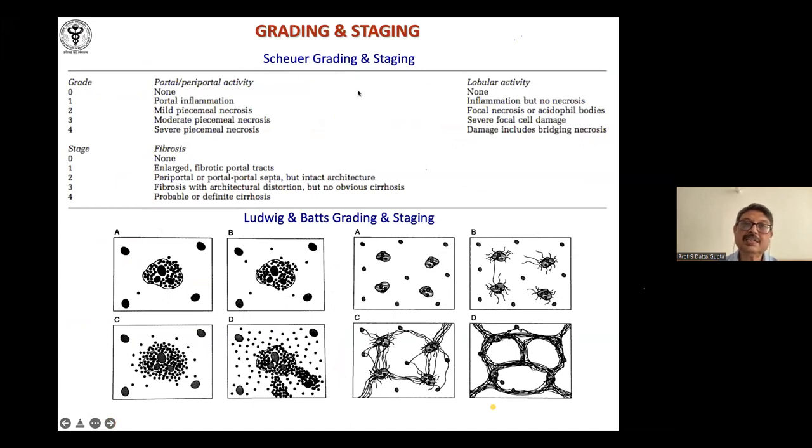Okay. And there are several other grading systems, like Ishak, Ludwig, Batts. Basically, it's a similar thing. How much portal inflammation is there? How much interface? How much lobular inflammation and necrosis is there? And fibrosis, how much? There is a fibrosis stage of 6 in the previous one which I showed you, and many thought that a 4 would be a much easier and better one.